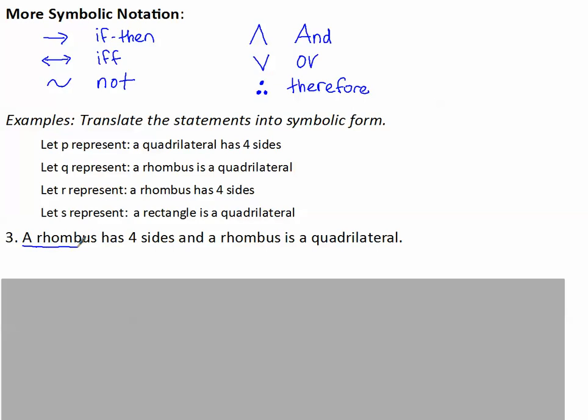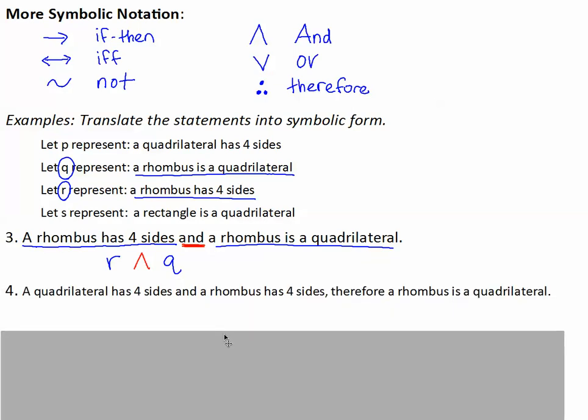Beginning with a rhombus has 4 sides. There's no if at the beginning of this, just a rhombus has 4 sides. Which of the letters is that statement? There it is, a rhombus has 4 sides, so that's the letter R. We'll begin our statement with R. Then I see and is the pointy one like we're going to draw an A. Then we go to a rhombus is a quadrilateral. Looking up here, a rhombus is a quadrilateral is what Q represents. So R and Q is that symbolic translation.